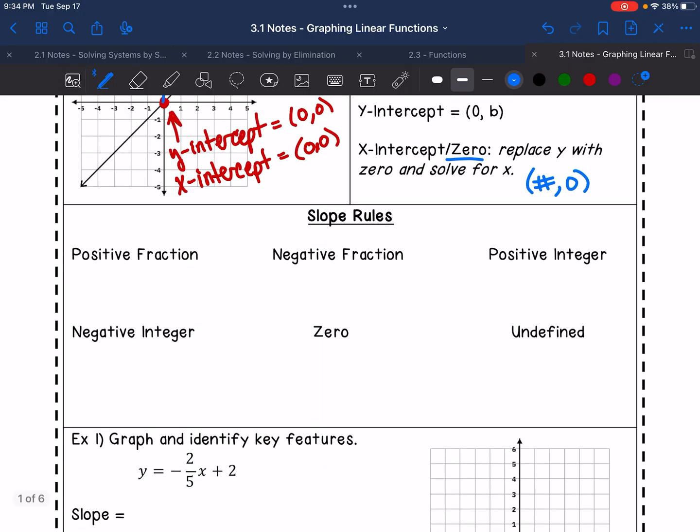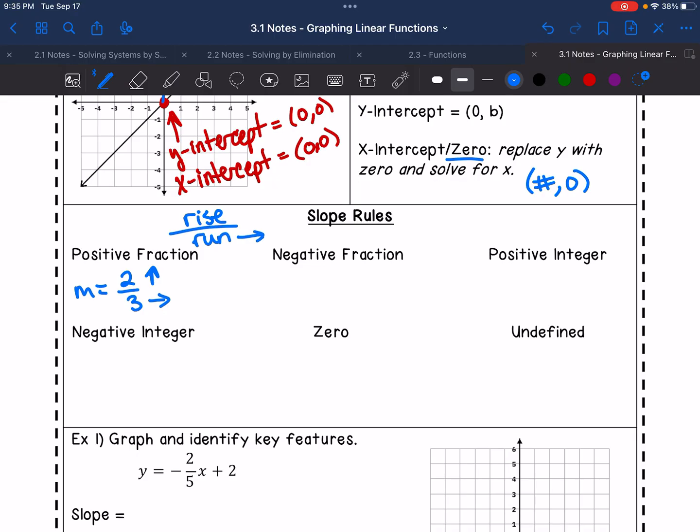All right, so let's talk about slope rules. So this is kind of a review from what you have done in the past with slope. So let's say your slope, your m, was a positive fraction. So let's say m equals positive 2/3. Okay, what this is telling you is from your y-intercept or from any point on your line, your graph is going up by 2 and it is going to the right by 3. Okay, your numerator is your rise, your denominator is your run, and we're always going to run to the right.